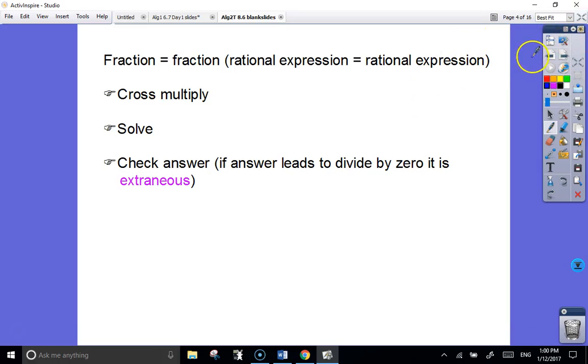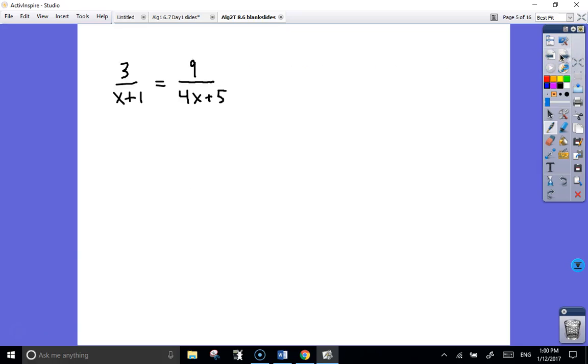Okay. So, first one, right? So this is a proportion. It's a fraction equals a fraction. So I am going to solve by cross multiply, right? So make sure we all know how to cross multiply, right? That should be 3 times 4x plus 5 equals 9 times x plus 1. Right? You multiply the numerator of one fraction times the denominator of the other. Right? Now, we don't have any more denominators, so this is actually not a rational equation anymore.